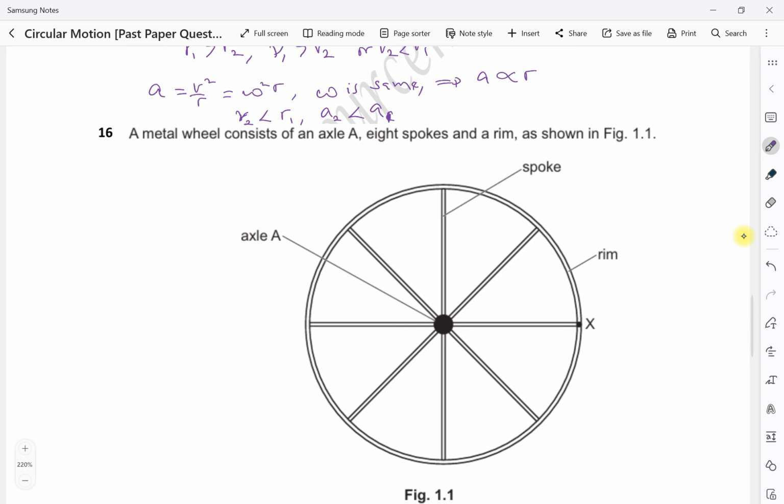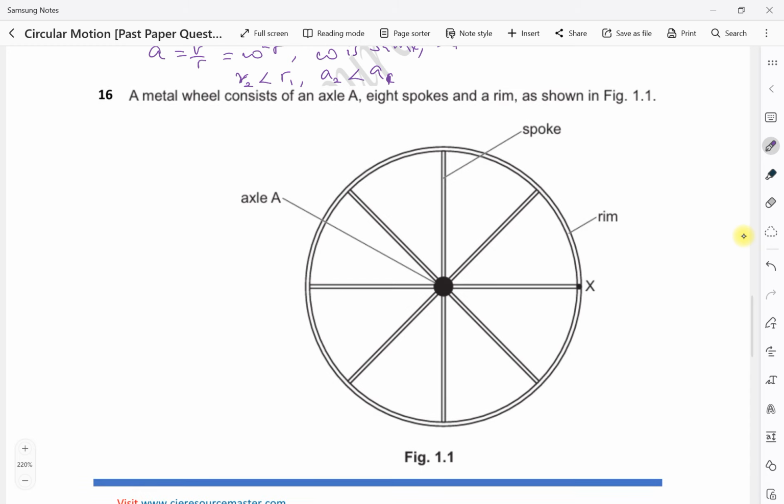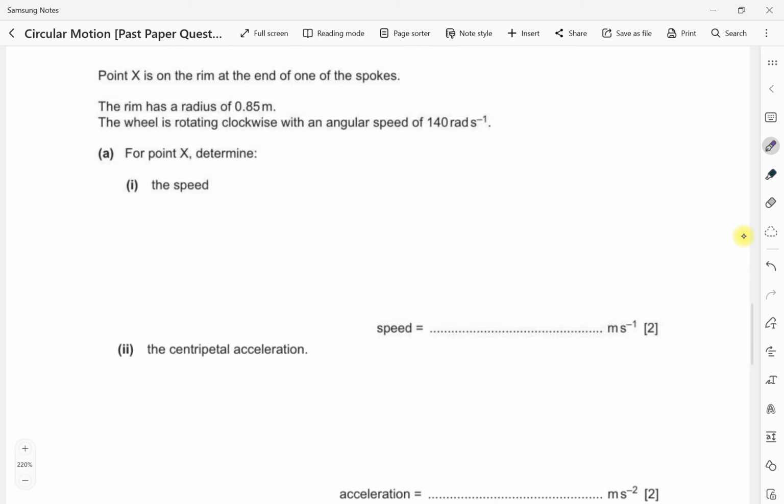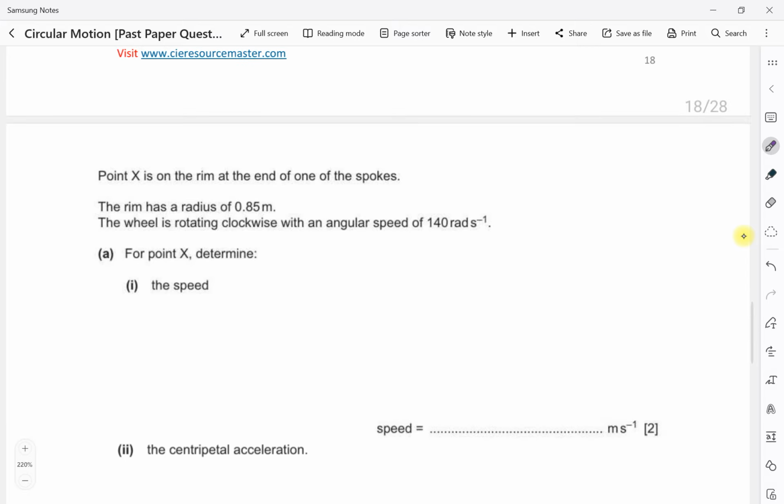A metal wheel consists of an axle A, 8 spokes, and a rim as shown in the figure. So we have an axle at the center, and we have a rim, and we have 8 spokes. Point X is on the rim at the end of one of the spokes. The rim has a radius of 0.85 meters. The wheel is rotating clockwise with an angular speed of 140 radians per second. For point X, determine the speed.